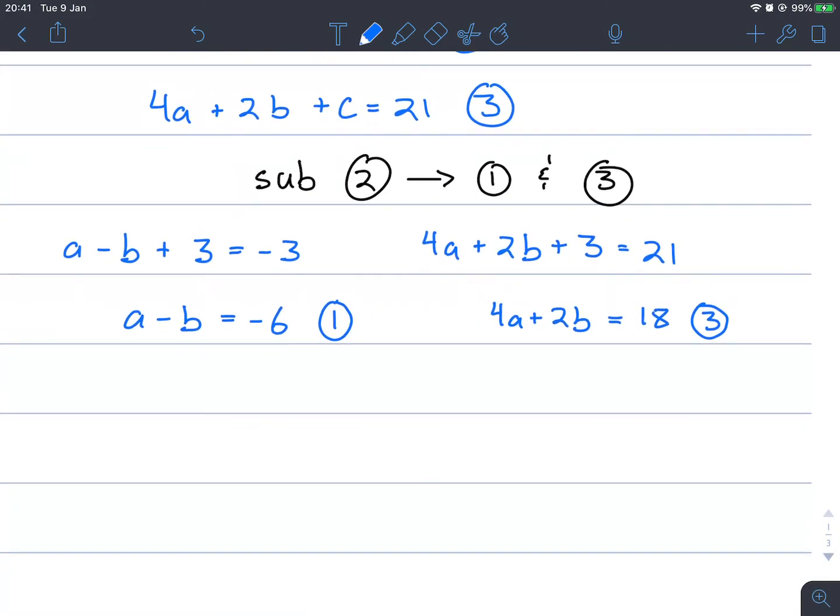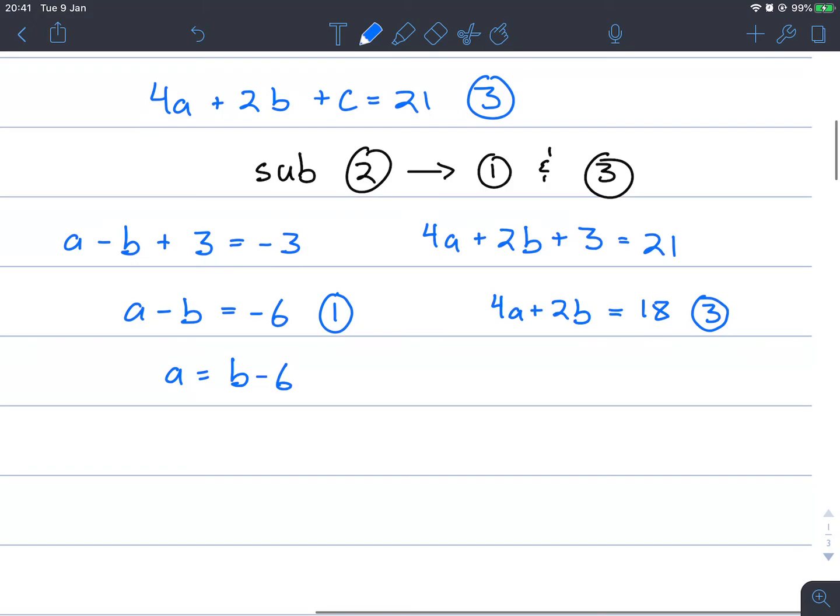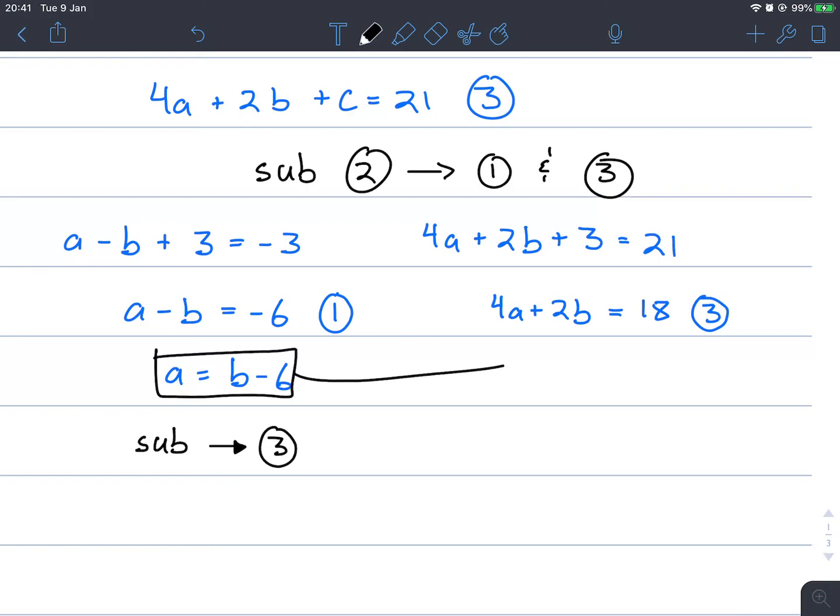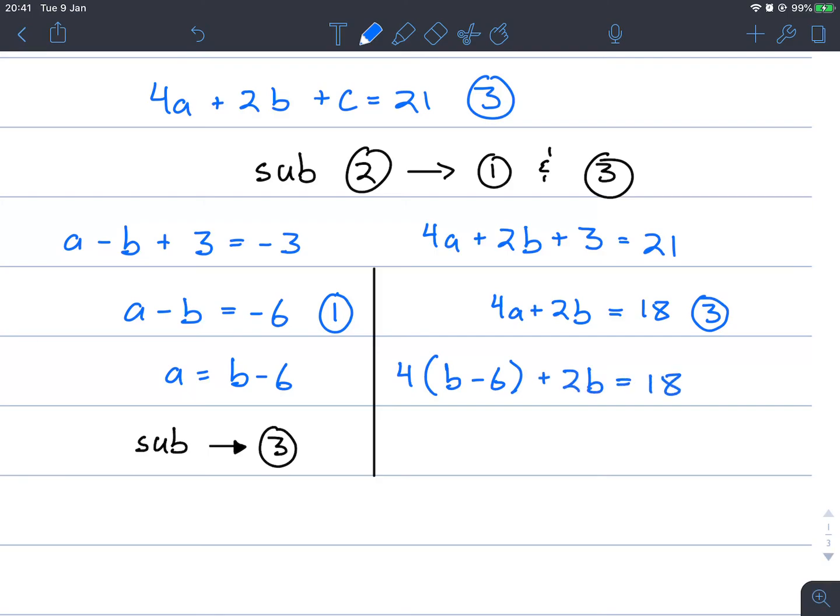I'm going to rearrange equation 1 so that I have an expression for a: a equals b minus 6. I'm going to substitute this into equation 3. So it's now 4 times a, but a is this expression, so it's going to be b minus 6, and then the rest of the equation stays the same, plus 2b equals 18.